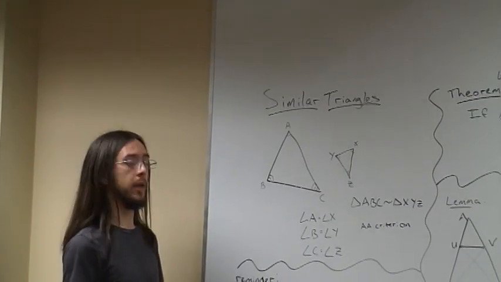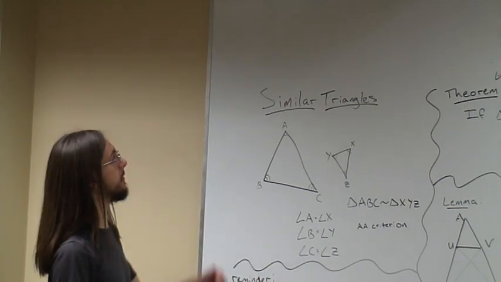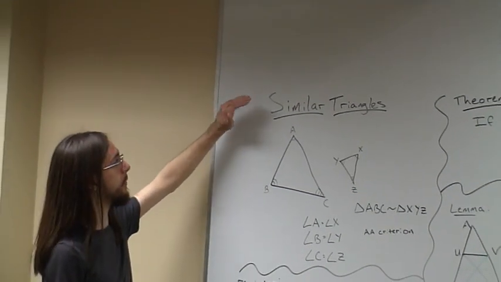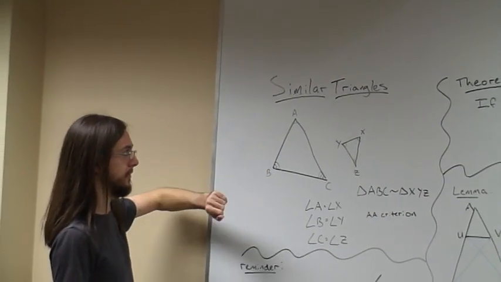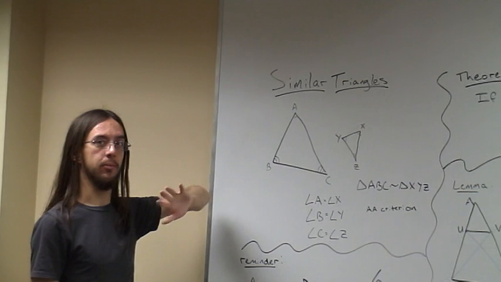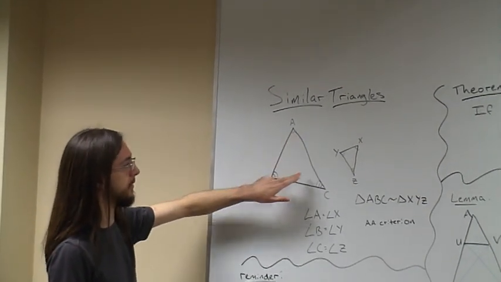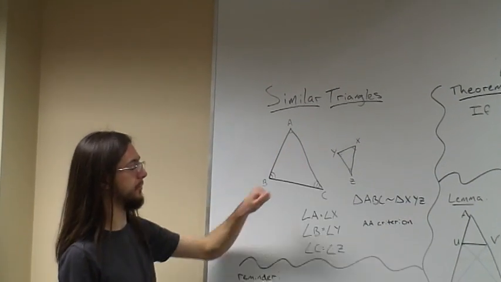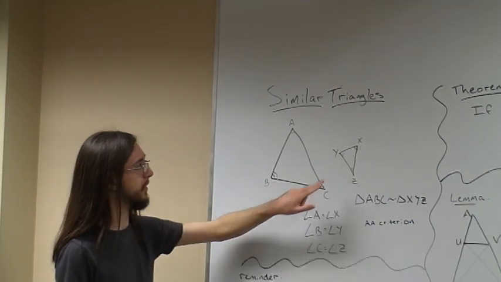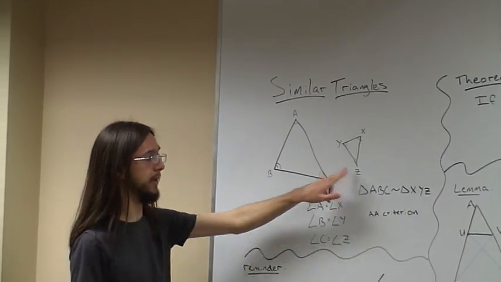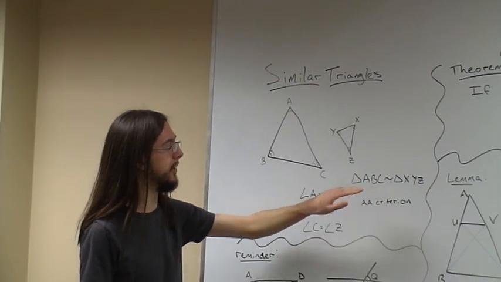Okay, a concept we're going to need to understand very well to prove Ptolemy's theorem is the idea of similar triangles. What similar means is that they have the same shape but different sides. And what same shape, mathematically speaking, means for triangles is that their angles are equal. So these two triangles are similar because angle A equals angle X, angle B equals angle Y, and angle C equals angle Z. And we write that with this notation right here.